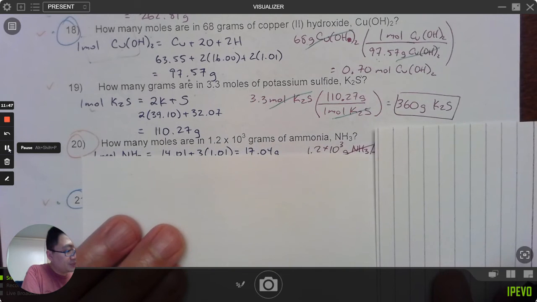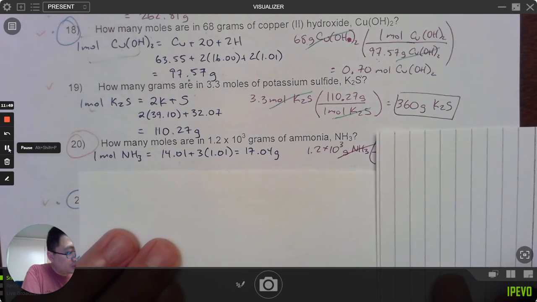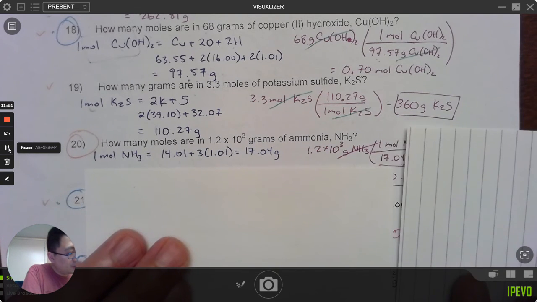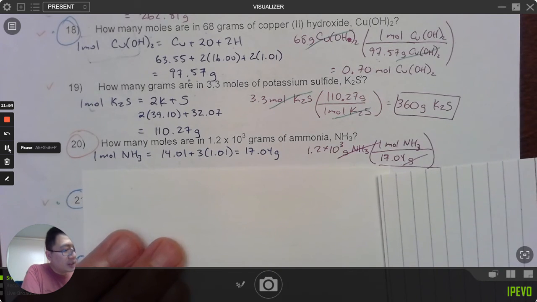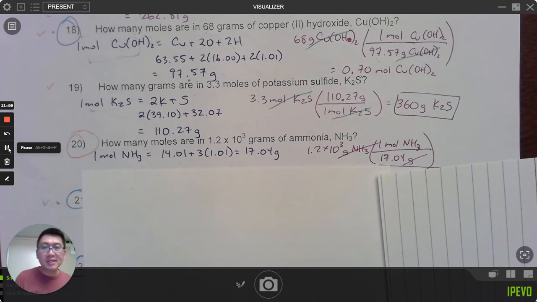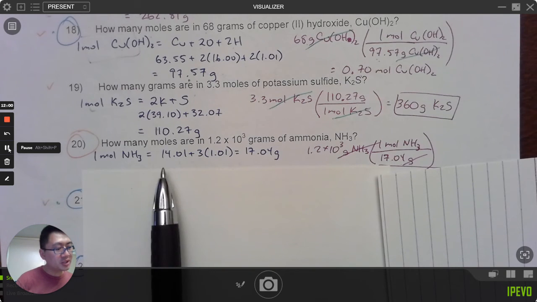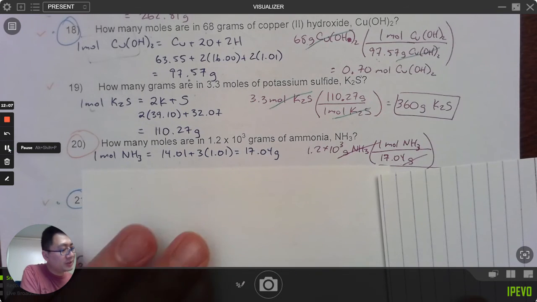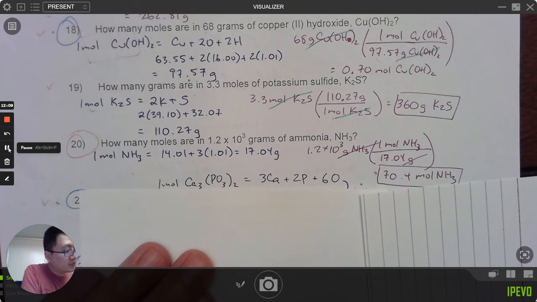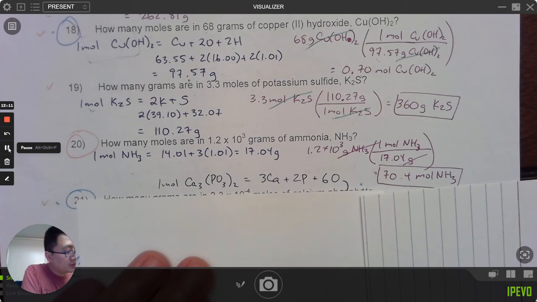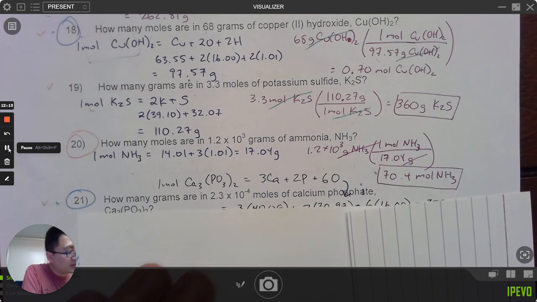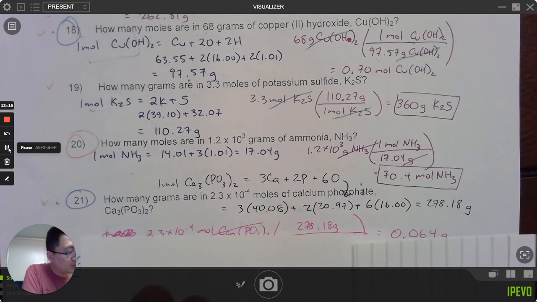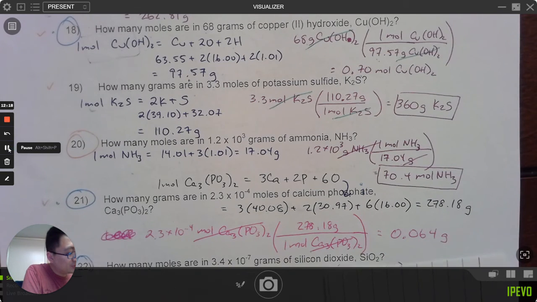Question number 20. It says, how many moles are in 1.2 times 10 to the third grams of ammonia? Molar mass is 17. That's 1 nitrogen, 3 hydrogens. And 1.2 times 10 to the third grams divided by 17 on a periodic table is 70.4. I think I ran out of space for that one, so I wrote on top. Oh, okay, fine. Well, there's the whole answer.